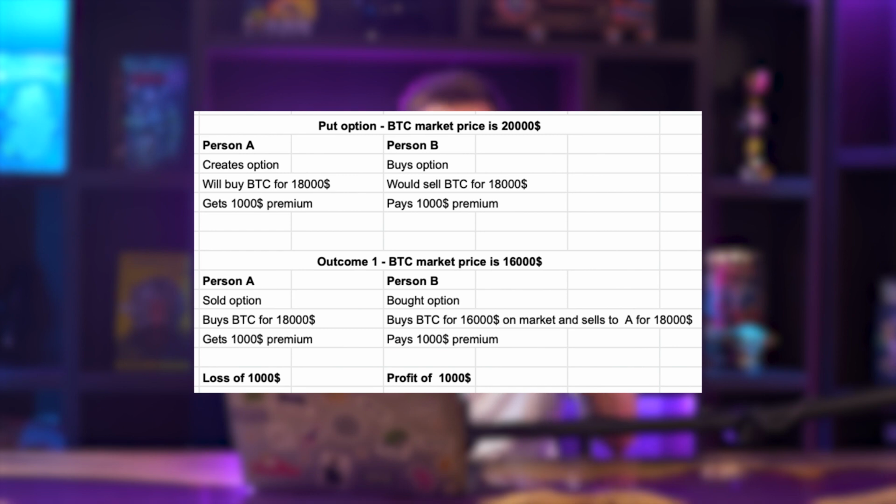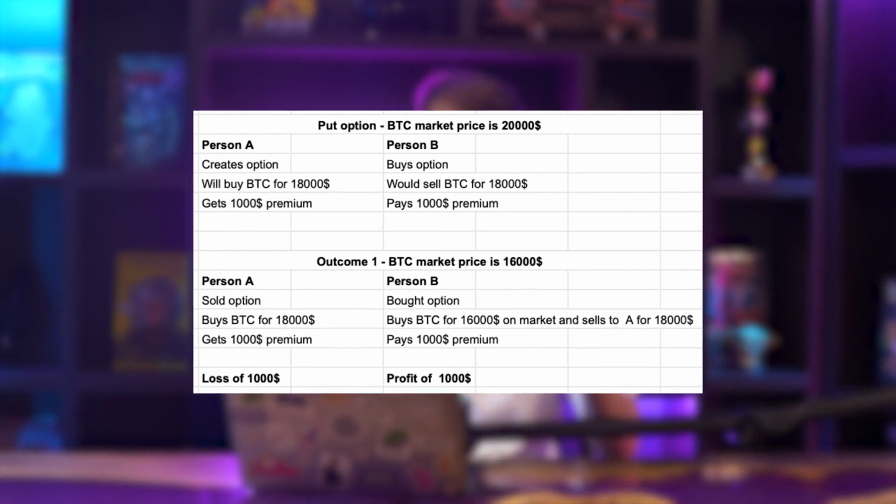Now you might think, is there actually a way to speculate the other way around, thinking that the market price of the asset will go down? And certainly there is, and this is the put option. A put option is a contract which allows person B, the buyer of the option, to sell an asset at a fixed price.